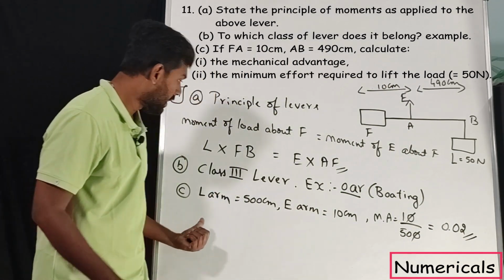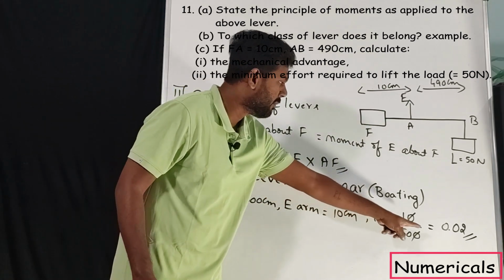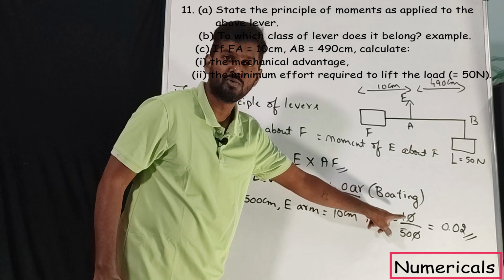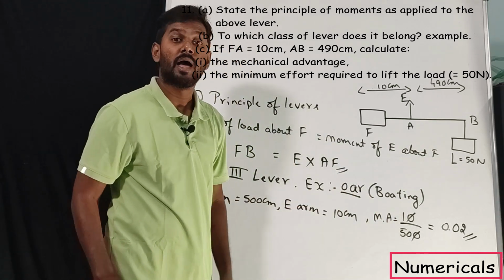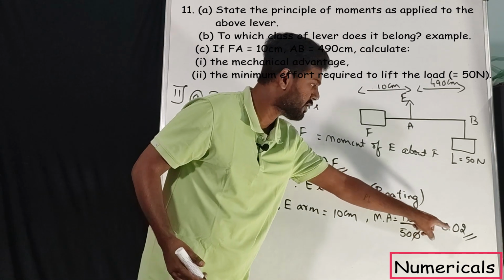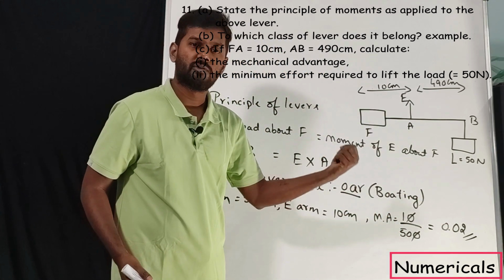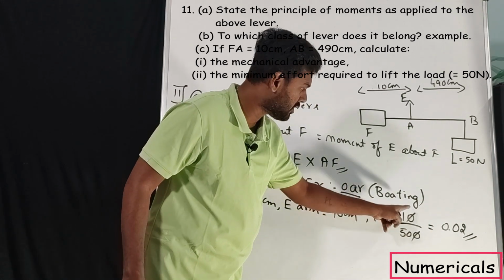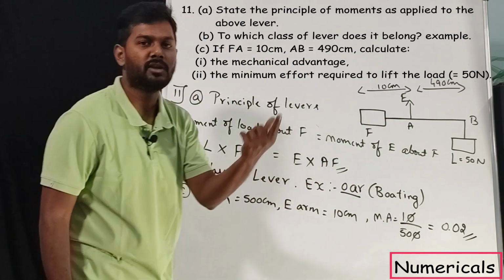See, for the next calculation, before this decimal, what was the answer? 1 by 50. You can use 1 by 50 also for the next calculations, because if we are using 0.02, that may be difficult for the calculation. Or else if you are okay with the decimal, you can go with it, or else we can also use 1 by 50 for the further calculation.